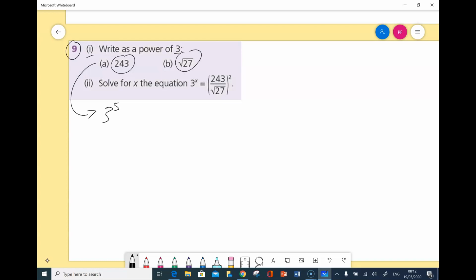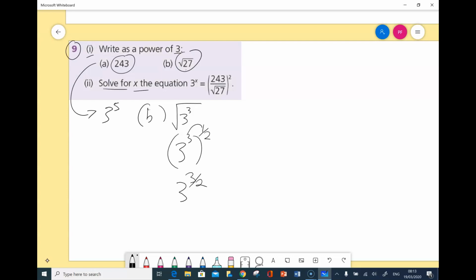Write root 27 as a power of 3. Well, the first thing we do is, I know that 27 can be written as 3 to the power of 3. So that's a square root. Now, a square root can also be written as the power of a half. So that's 3 to the power of 3, all to the power of a half. Now, when we have a situation where we have brackets and indices, we multiply. So that's 3 to the power of 3 over 2.